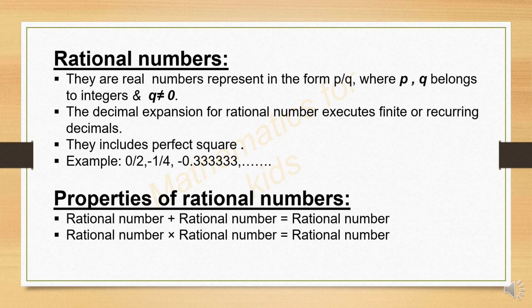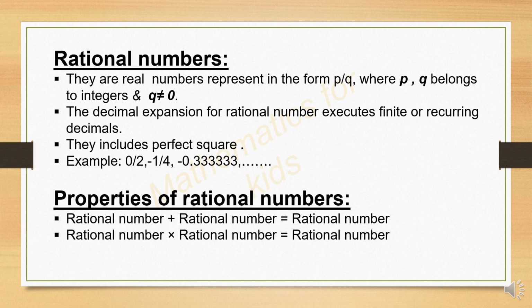Rational numbers. We generally represent them in the form p divided by q, where p and q are both integers and q is not equal to 0. The denominator will never be equal to 0 in the case of rational numbers. Rational numbers include perfect squares, and the decimal expansion of rational numbers is finite or recurring decimals. An example here is 0.3333 and so on. A few more examples of rational numbers are 0 divided by 2 and minus 1 upon 4.